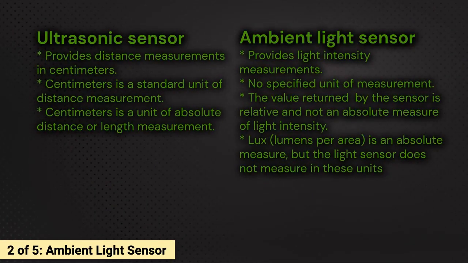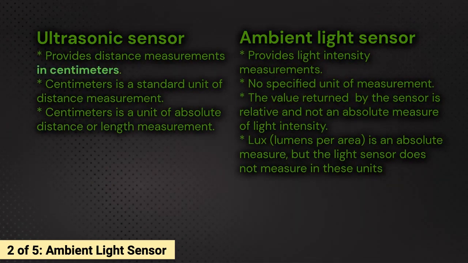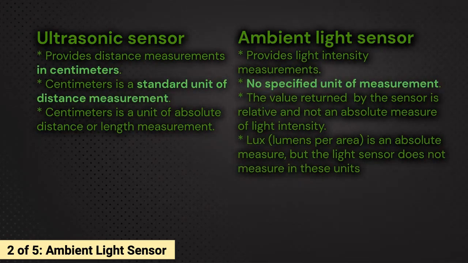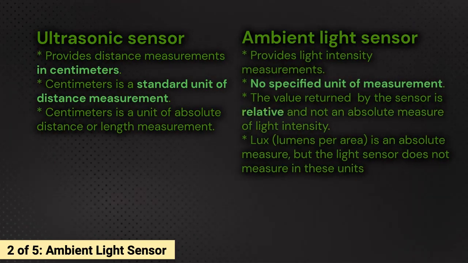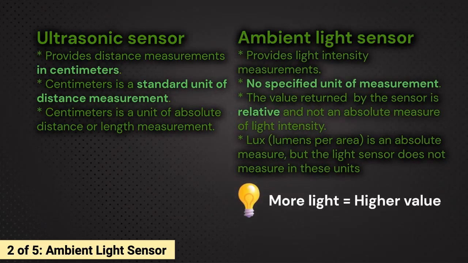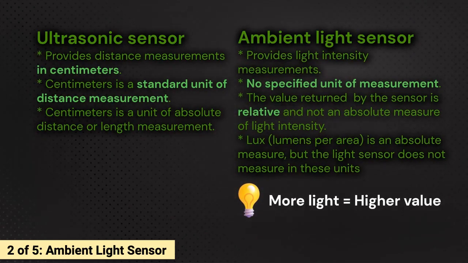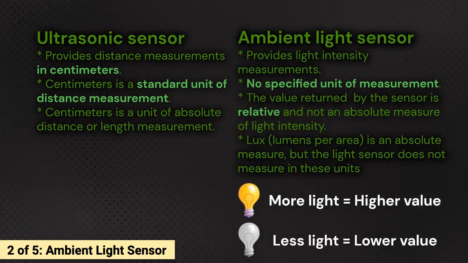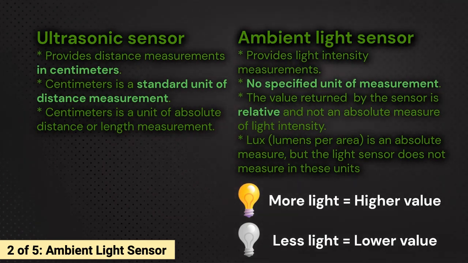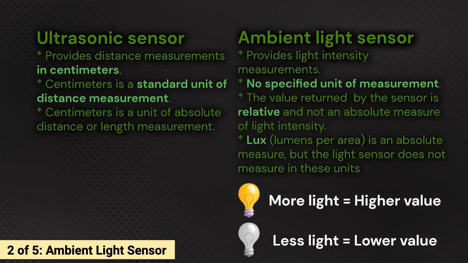Unlike the ultrasonic sensor, which provides distance measurements in centimeters, which is a standard measure of distance, note that there are no real units for the ambient light intensity sensed, since it is relative and is not on an absolute scale. This means that you can expect the ambient light sensor to read a higher value when there's more light and a lower value when there's less light, but you cannot expect it to give you the exact amount of ambient light in any standard measure of light, like lux.